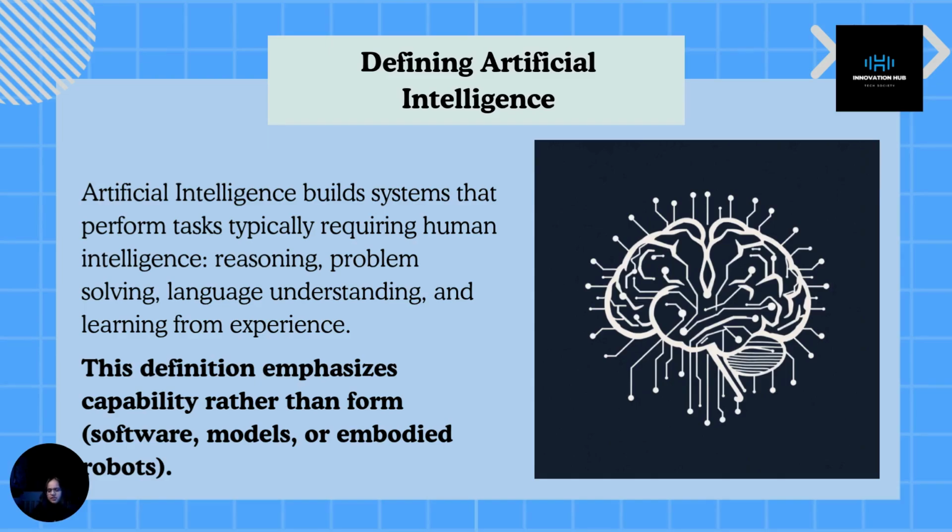One really important thing to understand here is that AI is defined by what it does, not what it looks like. A lot of people associate AI with robots, but in reality, most AI systems are just software running in the background. If a system can take input, process it, and make decisions in order to achieve a goal, then it can be considered an AI system. So, AI is less about machines that look like humans and more about systems that behave intelligently.